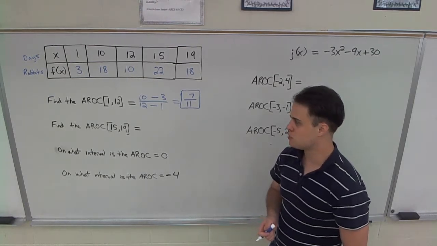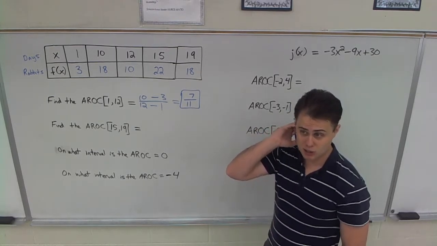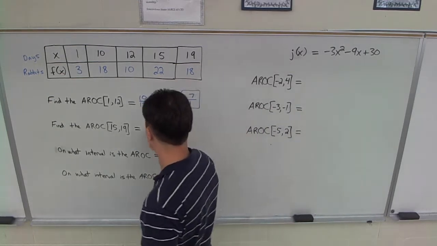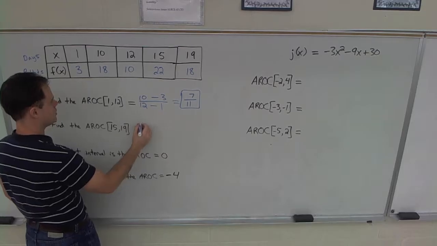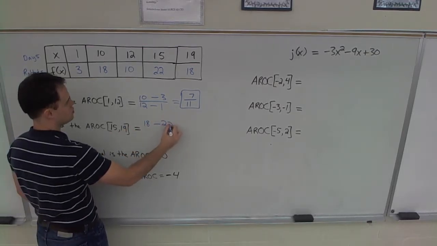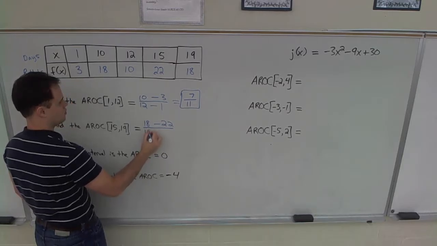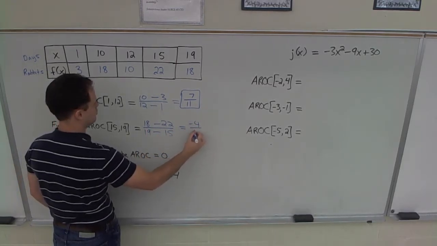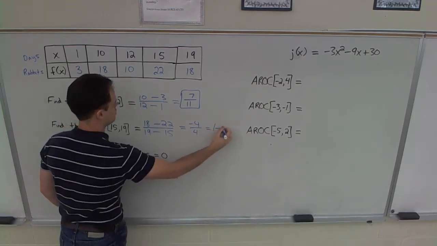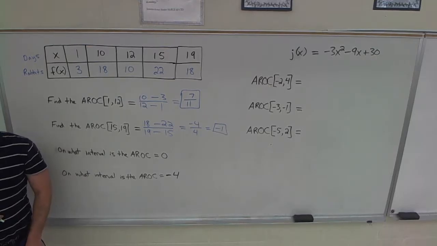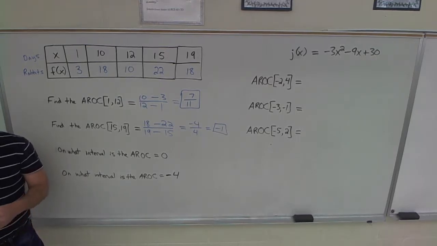So we're going to write a couple of these in context. Let's get 15 to 19 done first. So now we're looking at the interval from 15 days to 19 days. So at 19, the y value is 18 rabbits. At 15, the y value is 22 rabbits. So you should get negative 4 over 4, which is negative 1. Yeah? Okay, what's key here?